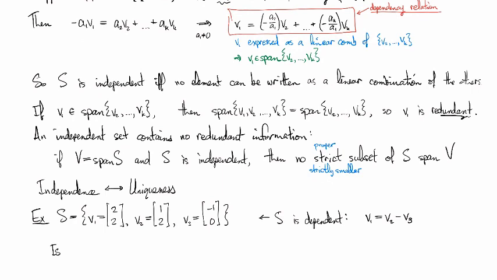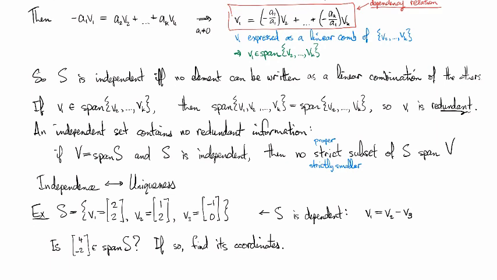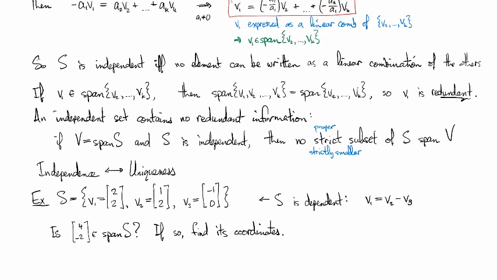So we can ask the question, like say we were in the previous unit and somebody asked you: is (4, -2) in the span of S? If so, find its coordinates. By coordinates here, I just mean find the coefficients that show it as a linear combination of elements of S. All right, well, let's see. (4, -2) can be written as 5 times (2, 2) minus 6 times (1, 2).